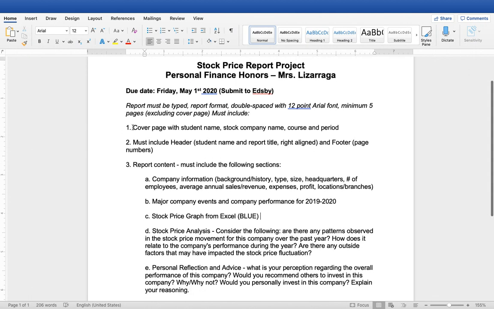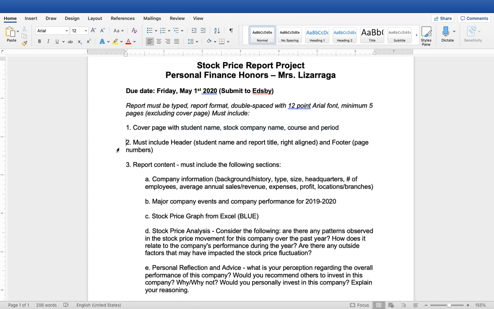So here it is. So you're going to include, again, a cover page. In your cover page, make sure you include your name, the company name of the stock that you've been tracking, the course, and just as a reminder, this is personal finance, and the period. So either third or fourth period. So that information must be in your cover page.